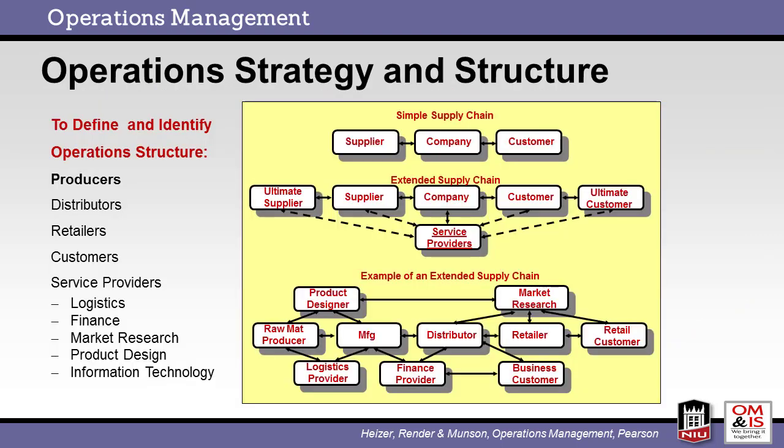To support the alignment of the business with its operational strategy, the organizational structure must be appropriately defined. This structure includes the operational teams within the business, along with those of other partners within the supply chain. This includes product producers, service providers, distributors, retailers, and customers.